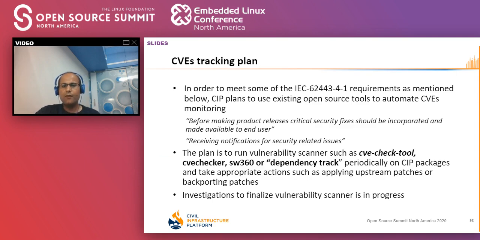Well, one of the requirements of 4-1 is how the security issue fixes are tracked and how they are released. So to meet those requirements, as part of an open source project, the best way is to track CVEs and include a certain level of vulnerability fixes in CIP automatically.